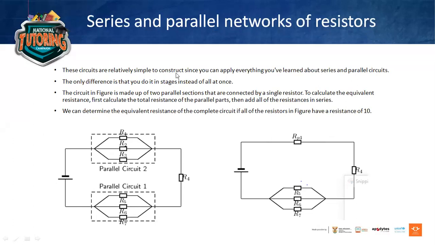They say these circuits are really simple to construct since you can apply everything you've learned about series and parallel. So guys, it's always advisable when you work with a series parallel circuit, if there are visible parallel branches, that you calculate them first. Okay, you always calculate the parallel branches first. The only difference is that you do it in stages and not all at once. So this circuit in the figure is made up of 2 parallel sections, like I've already mentioned to you guys. So we can determine the equivalent resistance of the complete circuit if all resistances in the figure have a resistance of 10 ohms. So we assume that all the resistances have a resistance of 10.